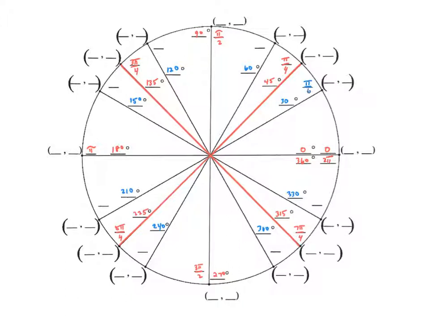To fill out the rest of the radians, we're going to count by pi/6. 1 pi/6, 2 pi/6, simplified. 3 pi/6 we already have. 4 pi/6, 5 pi/6, 6 pi/6, 7 pi/6, 8 pi/6 needs to be simplified. 9 pi/6 we already have. 10 pi/6 is simplified. 11 pi/6 and 12 pi/6 we already have.